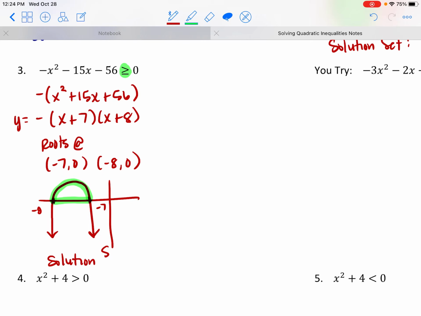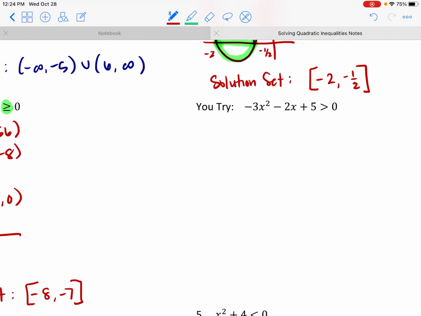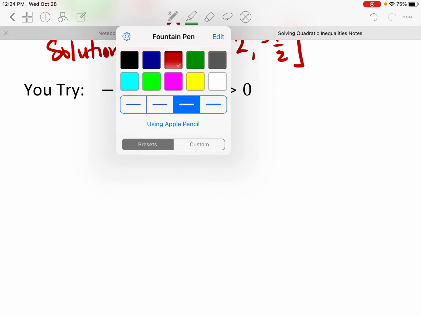This solution set is going to include the values from negative 8 to negative 7, and negative 8 and negative 7, because we can be above or on the x-axis. Okay? All right, one for you to try if you're feeling comfortable with this.